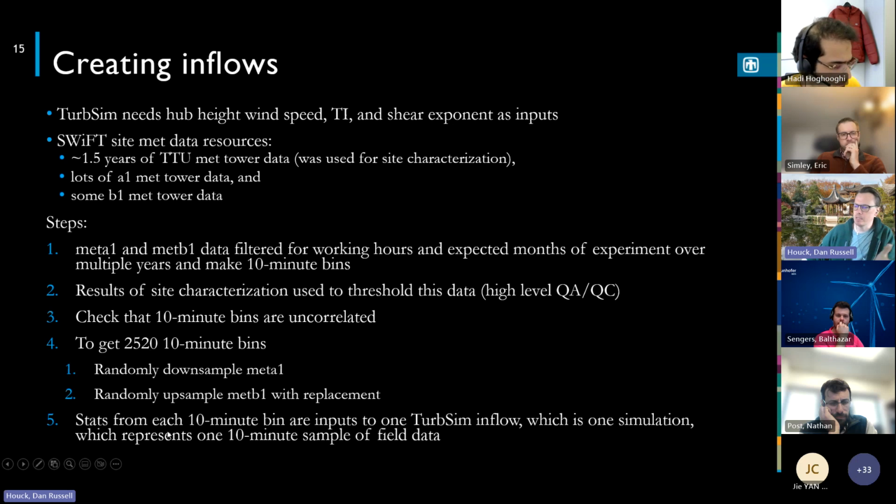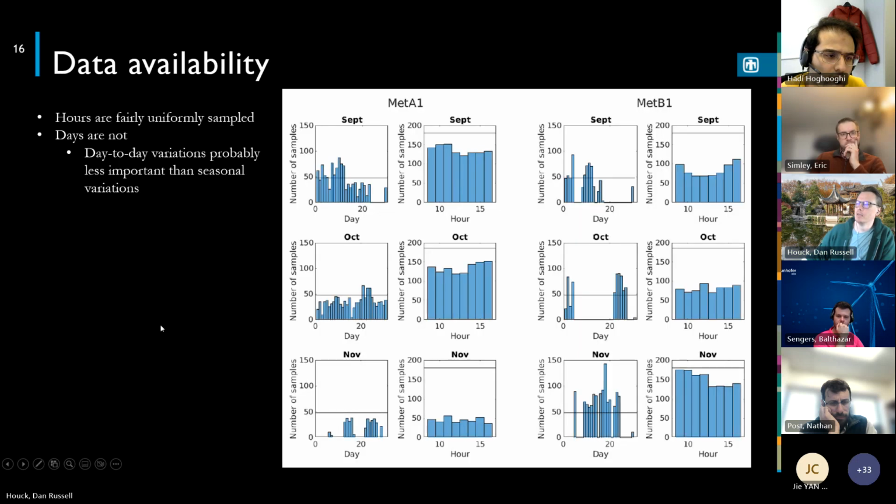Each of these becomes a TurbSim inflow, which is then one simulation, essentially 10 minutes of field data. Yeah, so this is what I was just talking about. Another important thing to have a look at when you're doing this is what the data is telling you as you make these bins. Here we see the plots for Met A and B for each month, and then by day and by hour. The black line represents where we would expect to be if we had enough data.